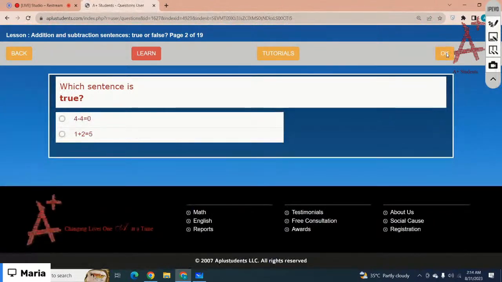Which sentence is true? 4 take away 4 equals 0 or 1 plus 2 equals 5, which is the correct one? 4 take away 4 equals 0, right? But when you add 1 plus 2, it doesn't make 5, it makes 3, right? That means the correct option is option number 1. 4 take away 4 equals 0. That is the correct option.